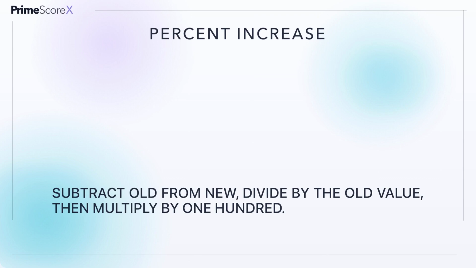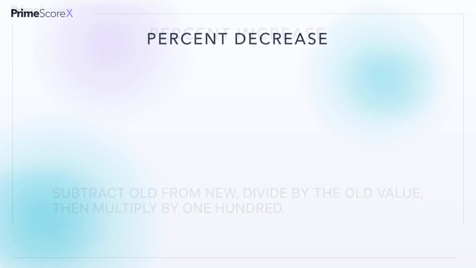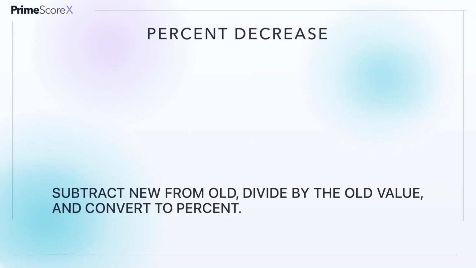A price rises from $50 to $60. The increase is 10. Divide 10 by the original 50 to get 0.20 or 20%. The original value belongs in the denominator because percent change measures the change relative to the starting point. Dividing by the new value would produce about 16.7% and would answer the wrong comparison.